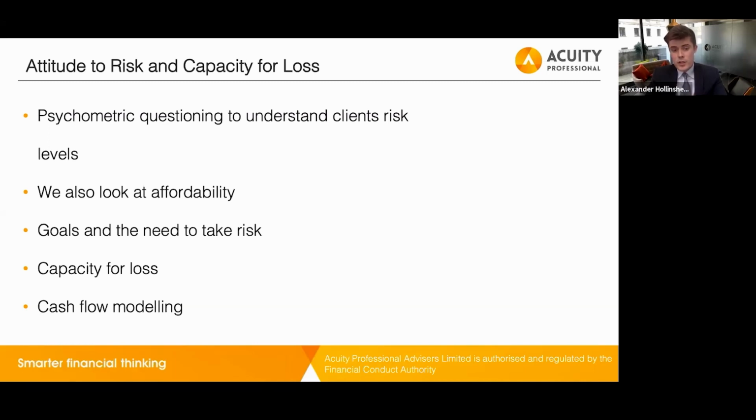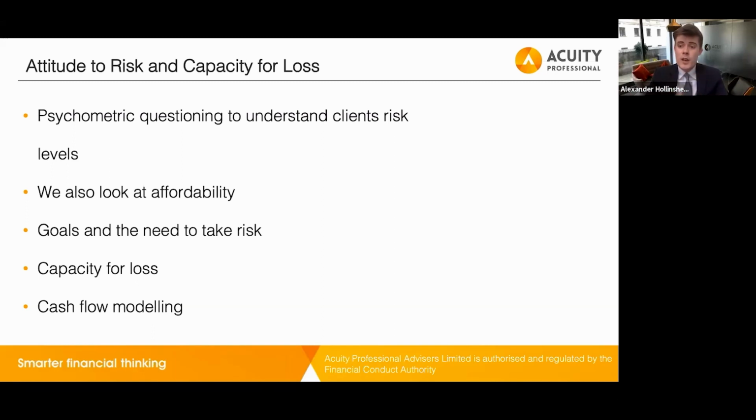And as I've already mentioned, we build this into the cash flow modeling. So we'll look at how well a fund is doing, not just over the short term, but also over the long term. And we'll change it and tweak it if need be. And again, I'm happy to sit down and talk about these concepts in more depth with people and perhaps go through some of the psychometric questioning, and you can get a feel for it.